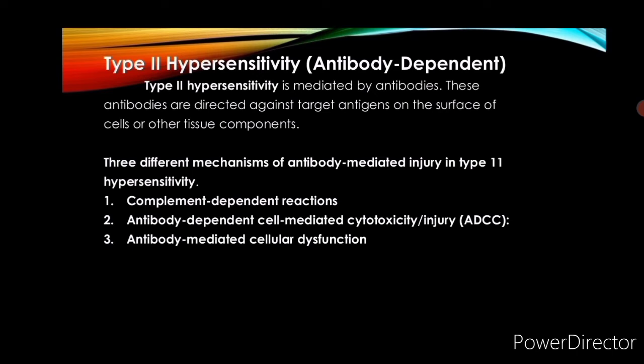Type 2 hypersensitivity, or the antibody-dependent type. Type 2 hypersensitivity is mediated by antibodies. These antibodies are directed against target antigens on the surface of cells or other tissue components. Antigens might be natural substances found in cell membranes or the extracellular matrix, or foreign antigens like medication metabolites that are absorbed. And there are three different mechanisms of antibody-mediated injury in type 2 hypersensitivity.